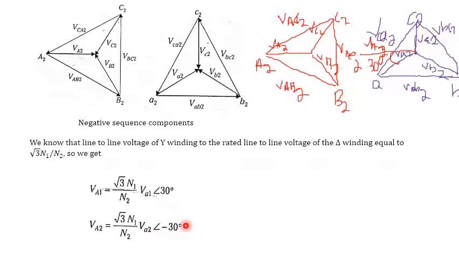So this is a plus 30 degree and this is a minus 30 degree. In the case of negative sequence line voltage, it seems to violate the ANSI standard. The ANSI standard says that the high voltage should lead the low voltage side by 30 degrees, but in this case it is going to lag. However, it is not a violation, because ANSI is particular only about the positive sequence component.